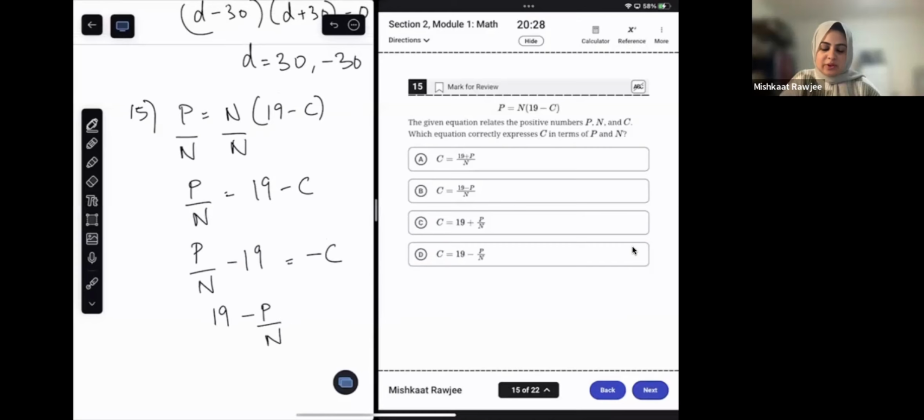I just switched the negative on that side. So we get C. So it's now going to be 19 minus P over N, and that's equal to C. So that's going to be D. Let's move on to the next one.